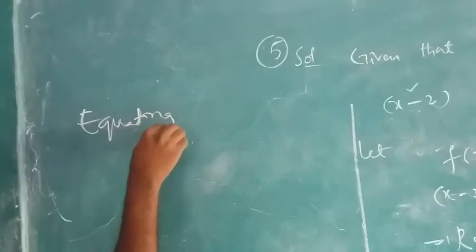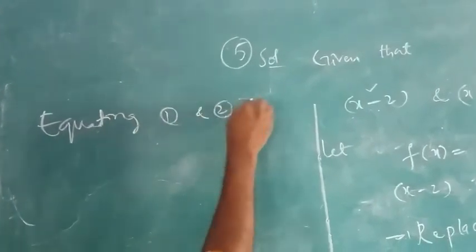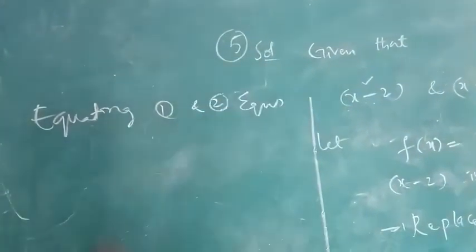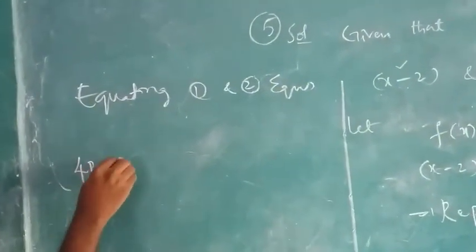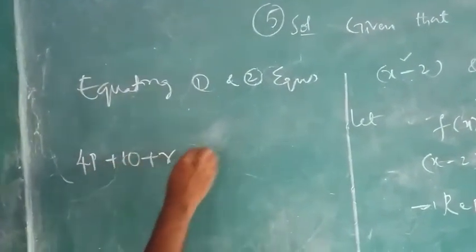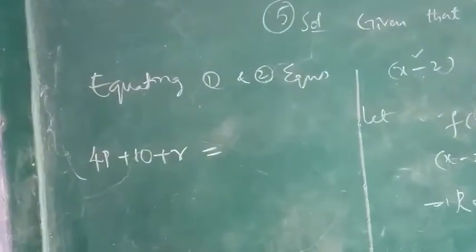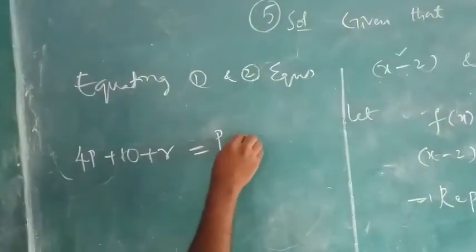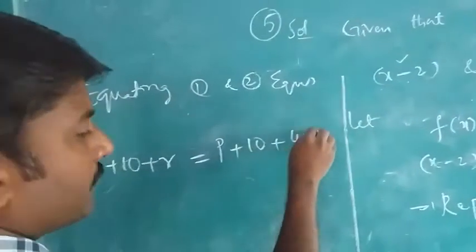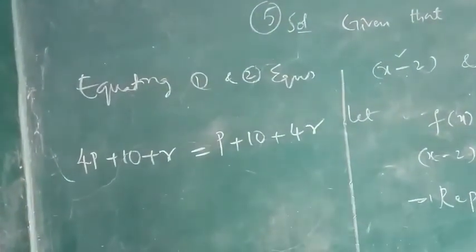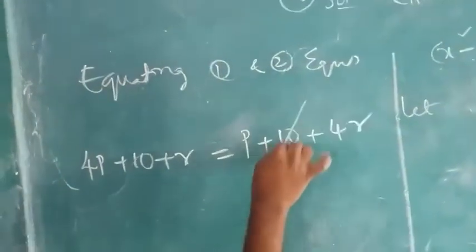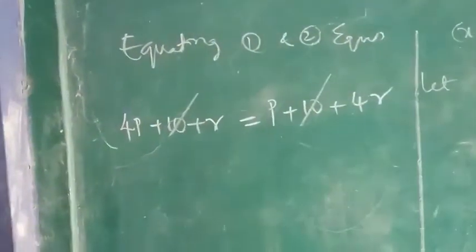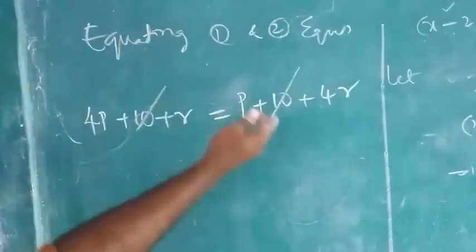Equating 1 and 2 equations. Right children? First equation left hand side, that is 4p plus 10 plus r, and second equation left hand side p plus 10 plus 4r. Children, now write down p terms together. One more thing, 10 gets cancelled here, or else transpose that side, it becomes minus 10.